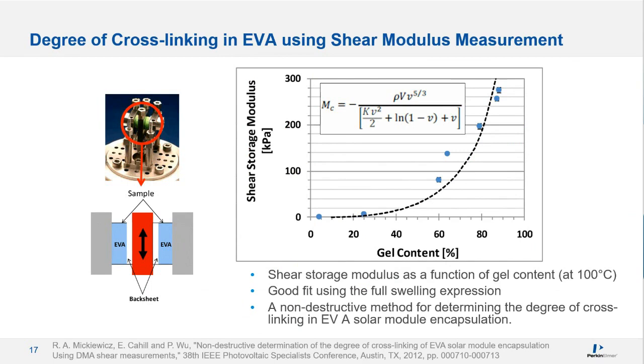Laminated EVA is commonly used for solar module encapsulation. The degree of cross-linking is critical for performance, but typically determined quantitatively by gel fraction test, which is a solvent extraction method. In this work, simulated module laminated samples were used. There are two disks. Each disk has two layers of EVA encapsulant and a layer of TP backsheet. They were tested in shear mode on a DMA 8000, and the shear moduli are compared to the gel content.